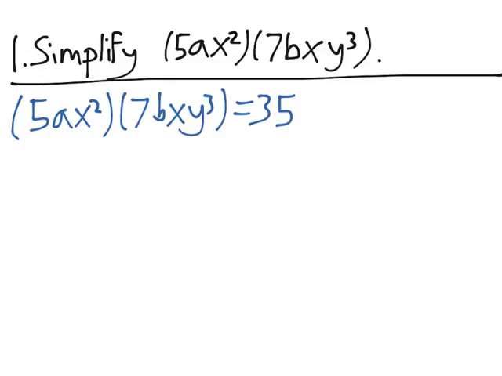So we'll have 35. Then let's look at the variables. So a only occurs on the left side, so we'll just write a. And then next we have x squared on the left side, but there's also an x on the right side. X squared times x is going to be x cubed, since there'll be 3 of them total. And then b only occurs on the right side, so we just have b, and y only occurs on the right side, so we'll have y cubed. And the final answer is 35ax cubed b y cubed.